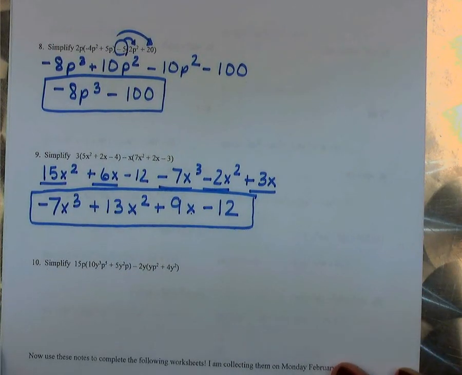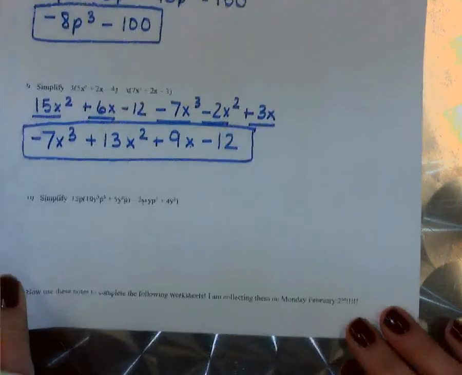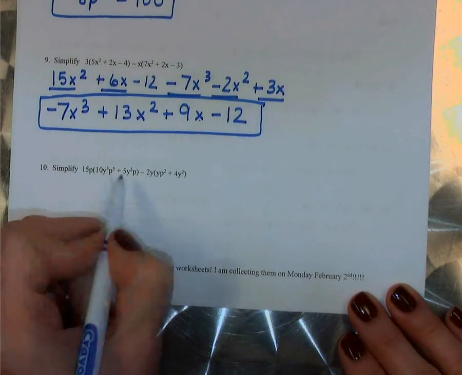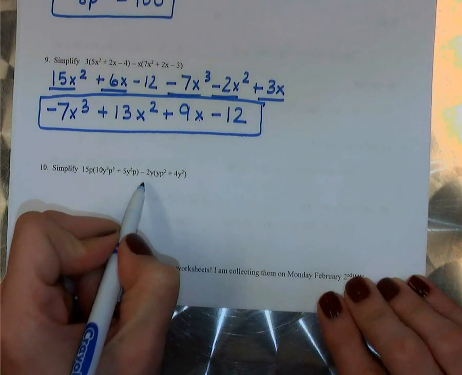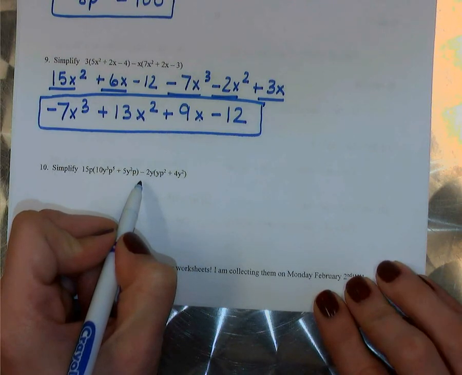Why don't you pause it and try the next one on your own and see if you agree with my answer. All right, here we go. We have 15p times all this. Now in this one, we need to remember we're adding exponents of only like bases.